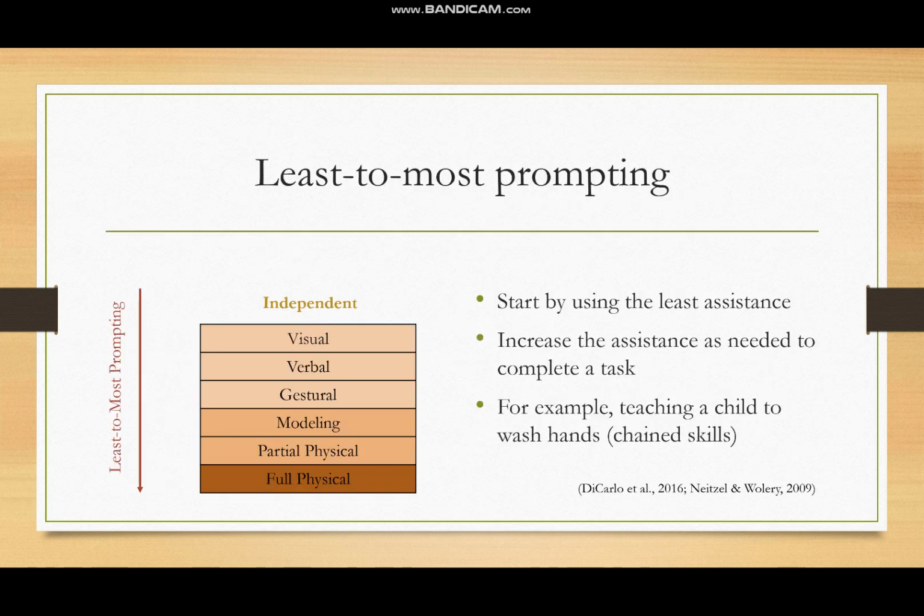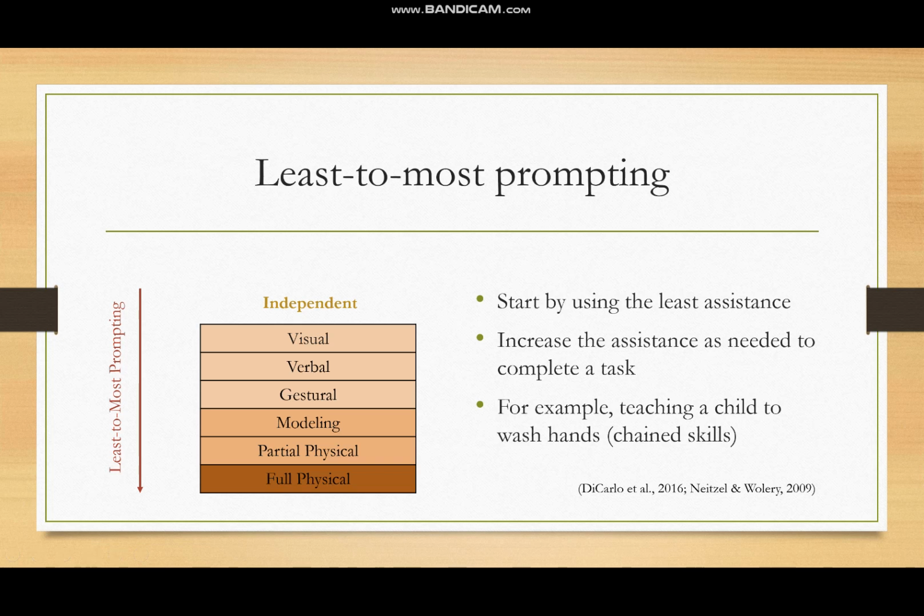Now we're going to talk about least to most prompting. This type of prompting starts by using the least assistance, then increases the assistance as needed to complete the task, which is shown in the diagram here. For example, when teaching a child to wash his hands, which is what we call a chain skill that requires several steps to complete the whole task, the teacher will show a visual of washing hands, a visual prompt. Then say wash hands to him, verbal prompt.